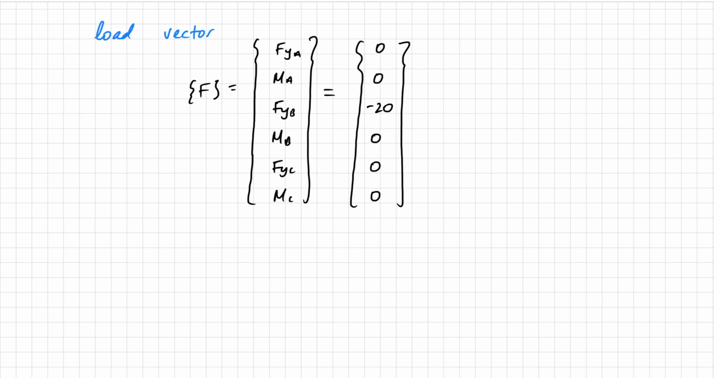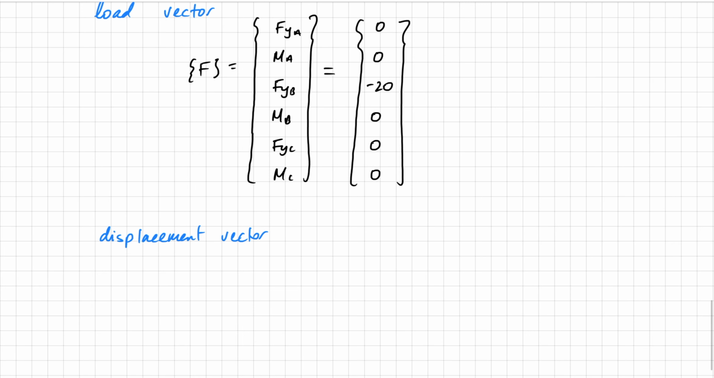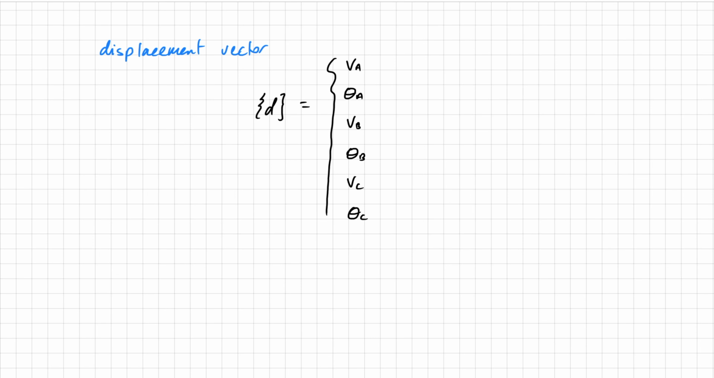The next thing I need to configure is my displacement vector. And much in the same way, my displacement vector d, which I don't know, I'll need to solve the equations to find it, but it is built out of a vertical displacement at A, a rotation at A, a vertical displacement at B, a rotation at B, a vertical displacement at C, and a rotation at C. Obviously, these things are currently unknown.